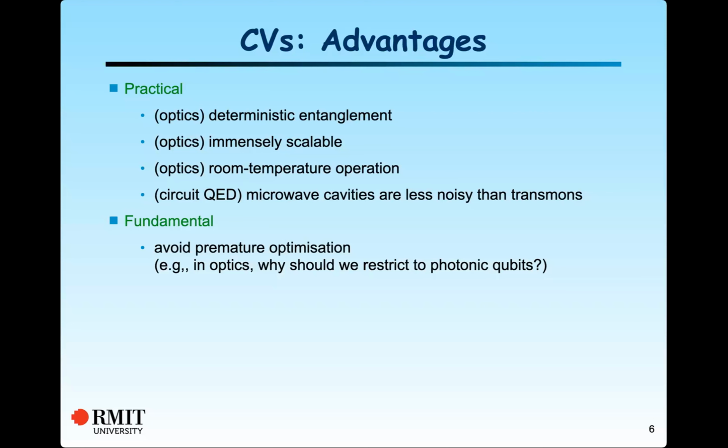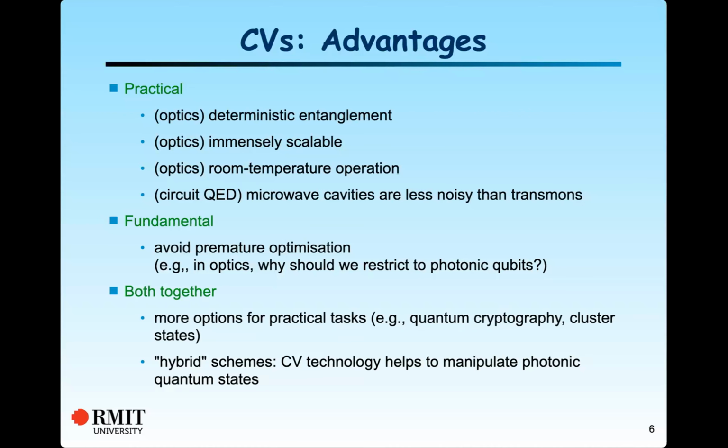Now, if you're taking a photo of the slide, I might encourage you to wait because there's one more. Both together, there's more options for practical tasks, such as quantum cryptography and cluster states. In another version of this talk, I talk about cluster states a lot more. And there's also hybrid schemes. So continuous variable technology helps to manipulate photonic quantum states.